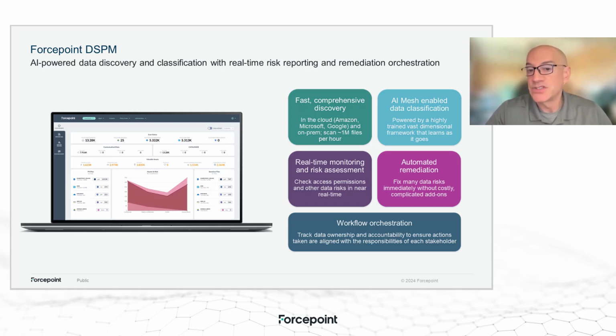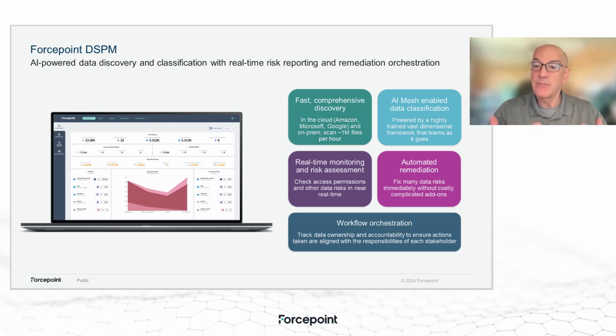The first, as far as fast, comprehensive discovery, it has very, very robust discovery capabilities. We can discover 300 files per second or up to over a million per hour. And so we're able to do this across the cloud and on-prem in our scans.